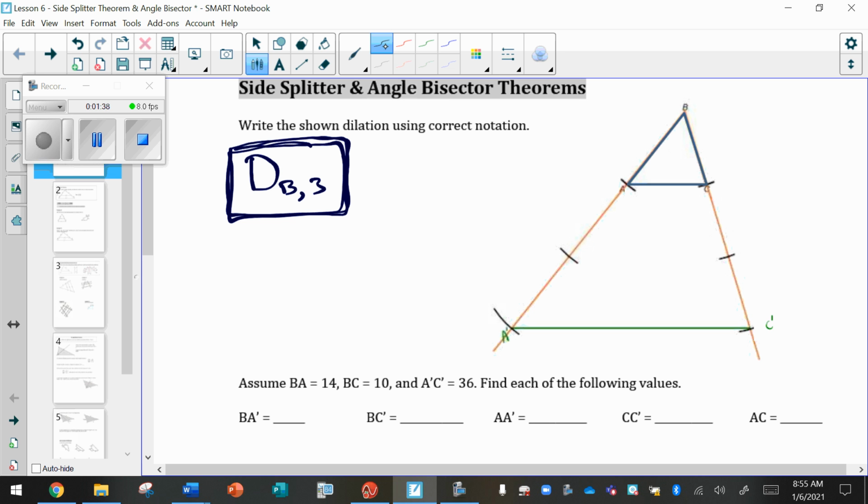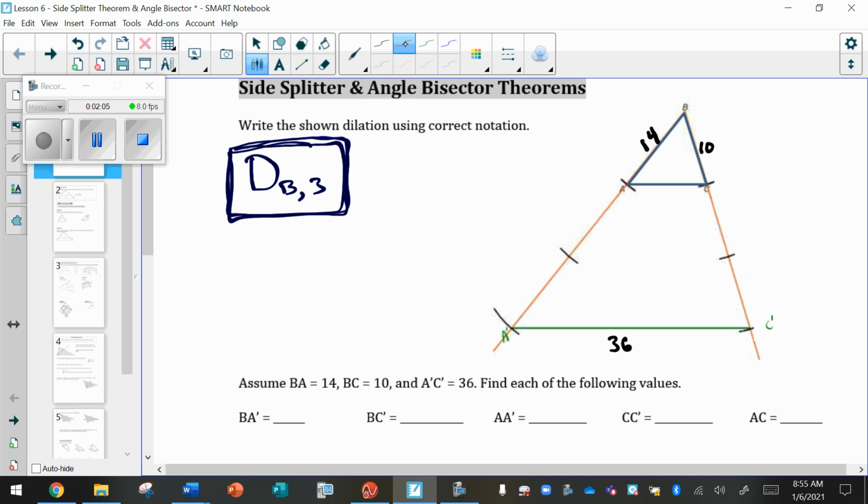If I tell you that BA is 14, BC is 10, and A prime C prime is 36, please pause the video and see if you can find the correct lengths for each of these 5 different segments. So pause the video and then come back and I'll show you if you're right.